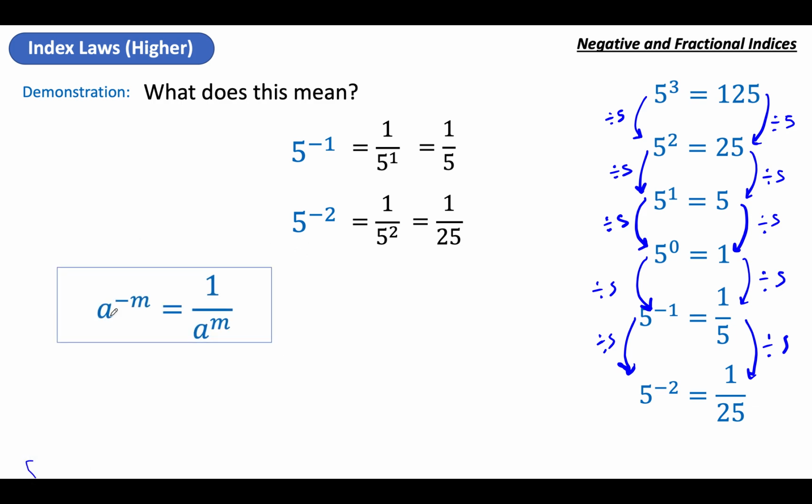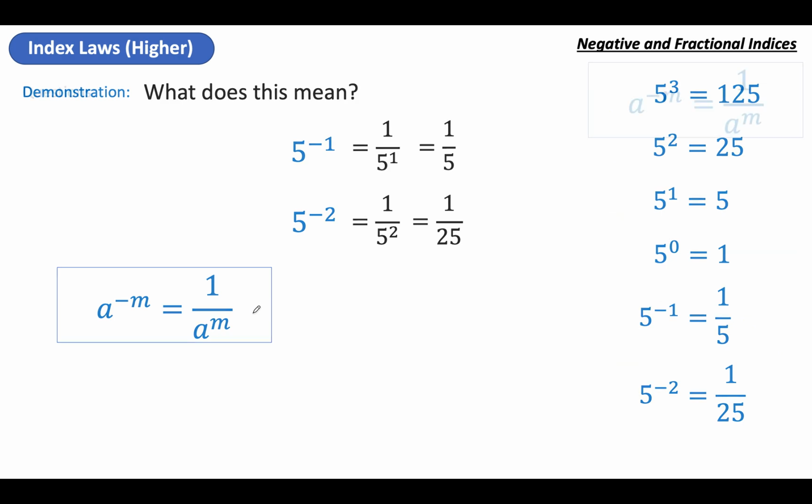So this is the basic rule. If you've got something to the power of that's negative, put it underneath 1 and change the power to positive. It's the reciprocal. Okay, that's what we're doing here. We're finding the reciprocal.